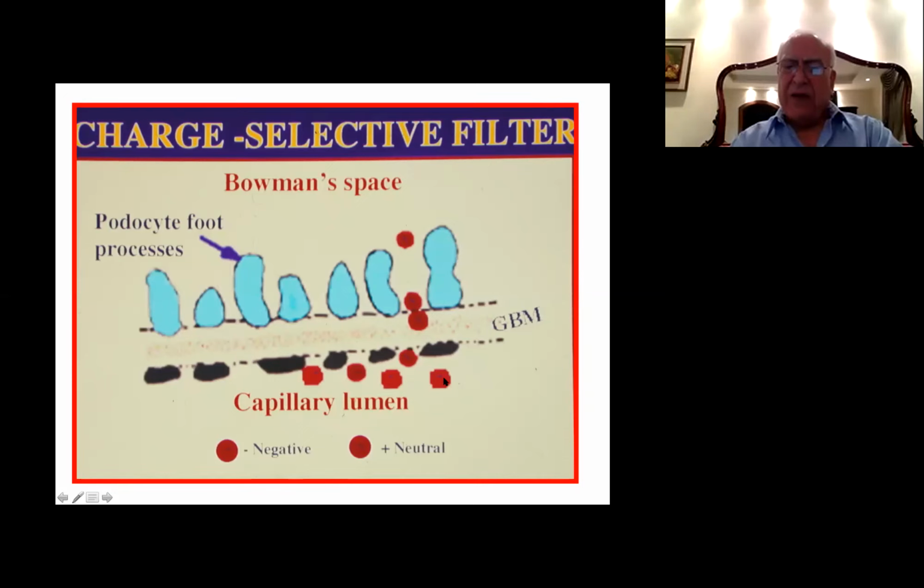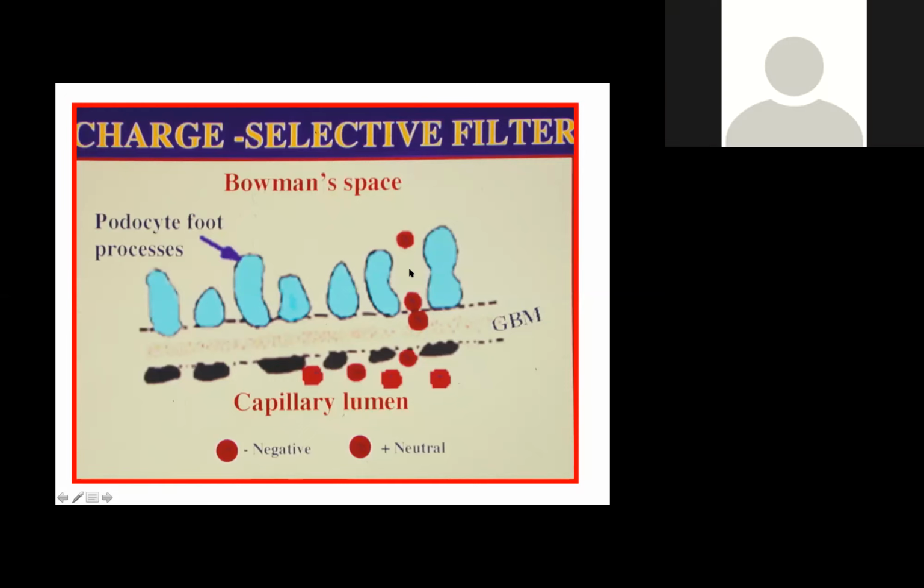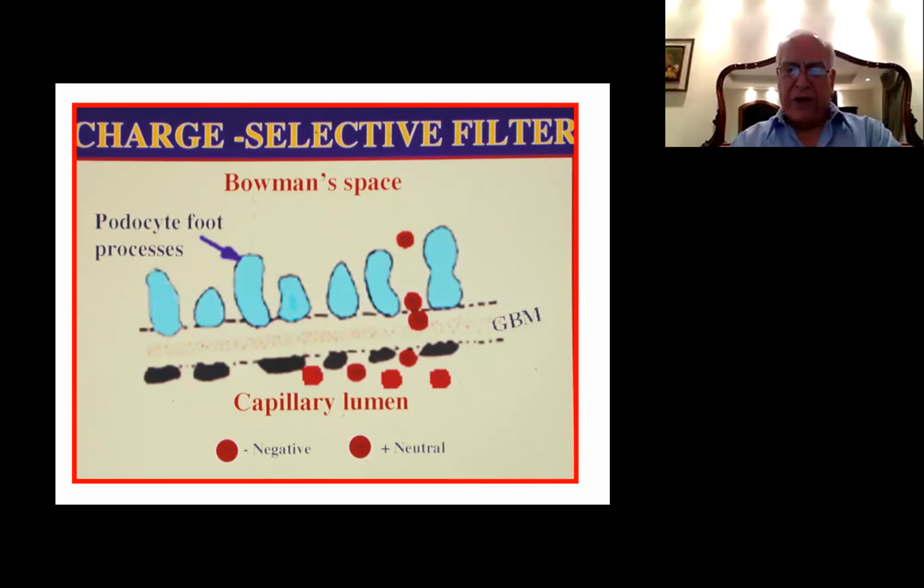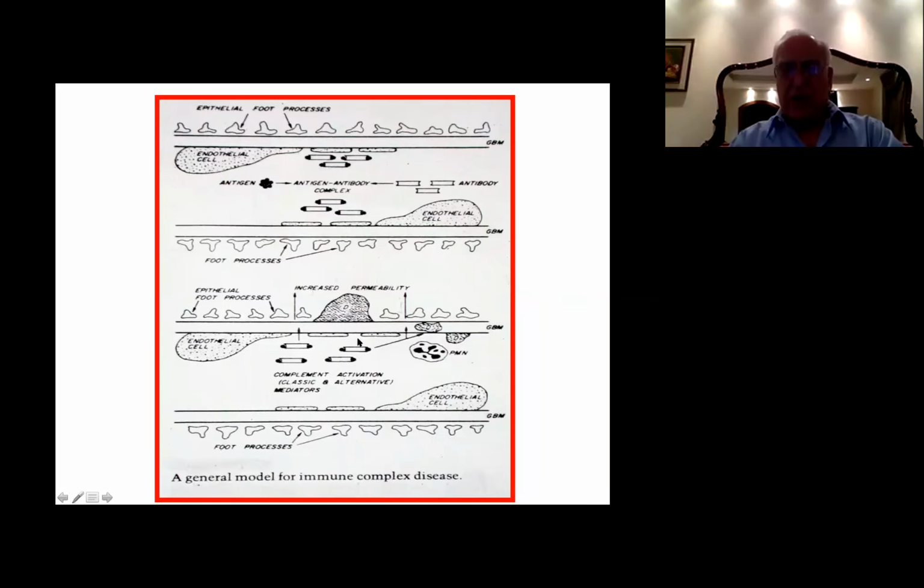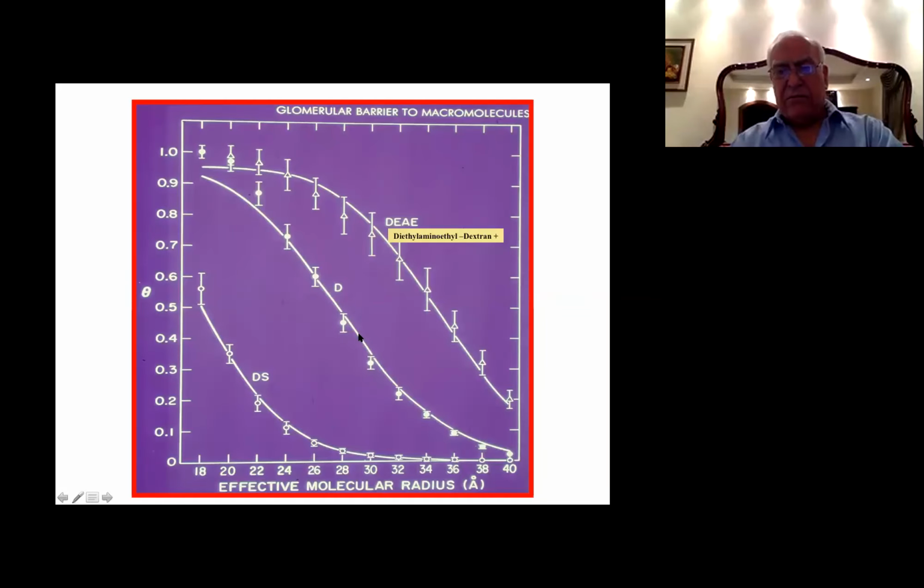And that's why albumin, we know that albumin is a negatively charged substance, so it's very difficult really to go through. And that's why the sieving effect of it is quite significant. It will make for very little amount of albumin in the urine. Look here, that's the dextran, which is a neutral dextran, no charges. When you have negatively charged, and that's positively charged.